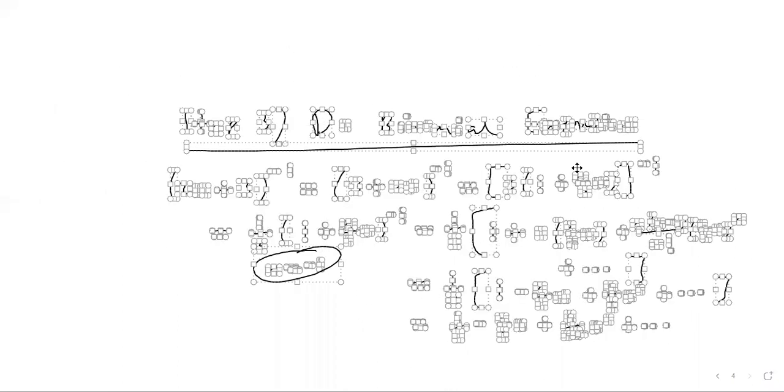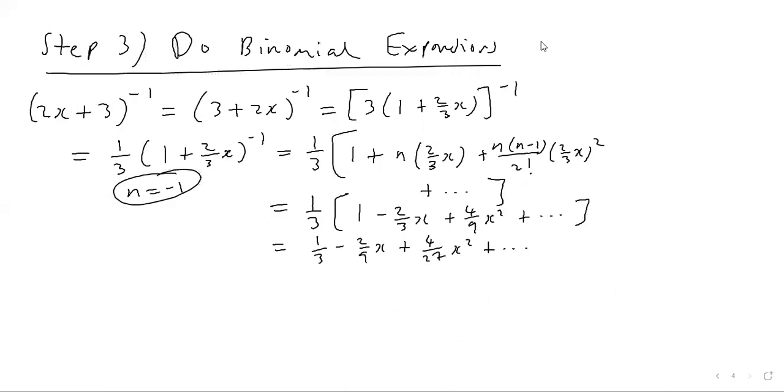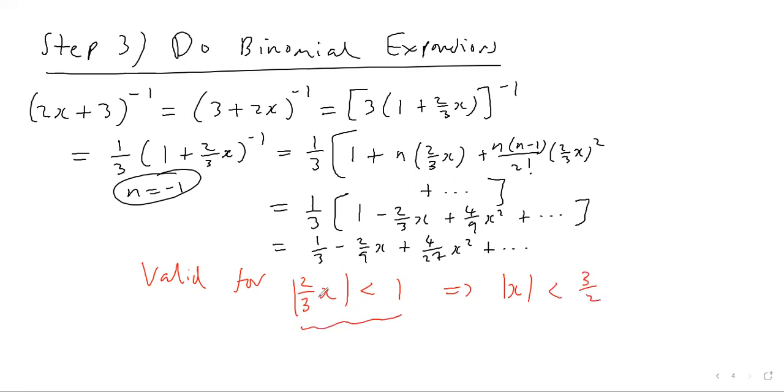So let's think about when our first expansion is going to be valid. It's going to be valid for the modulus of 2 over 3x being less than 1. Remember, we want that term to have an absolute value less than 1. In other words, we want the modulus of x to be less than 3 over 2. Times both sides by 3 and divide by 2, and we get modulus of x less than 3 over 2. So that's when this expansion is valid. That's expansion number 1.